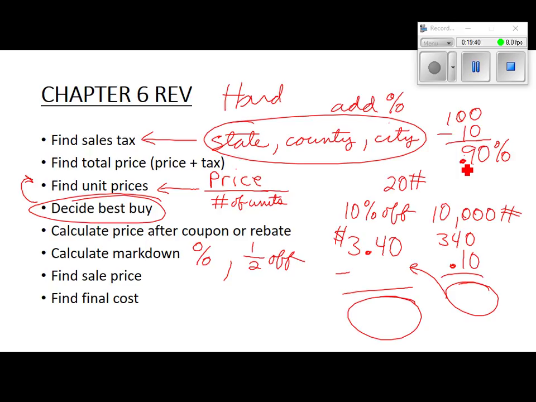Be able to find the final cost. We calculate the markdown. We find the sale price. What else might there be? Taxes. You might have to add in the tax, so be able to find the final cost no matter what I throw in there. Might have to add the tax in. If they don't tell you anything about there being tax on it, then you don't worry about that.